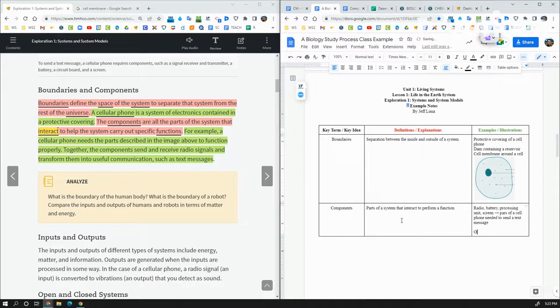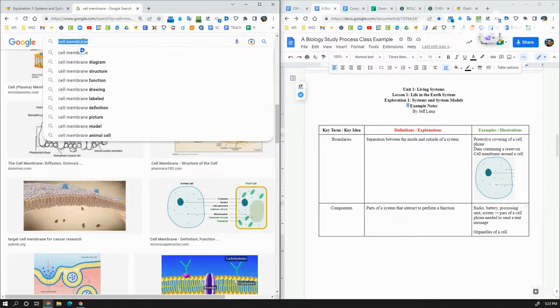Or in a cell, we can have all the organelles of a cell that work together to help the cell do what it does, right? And again, I can look up pictures to help me visualize that.